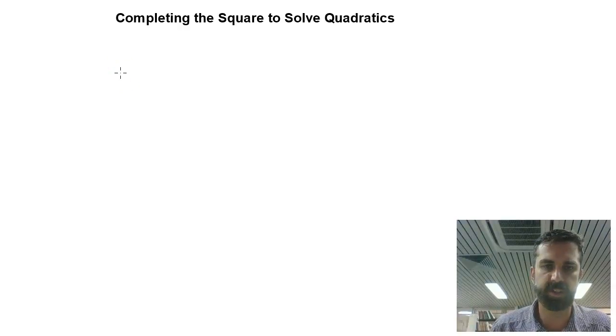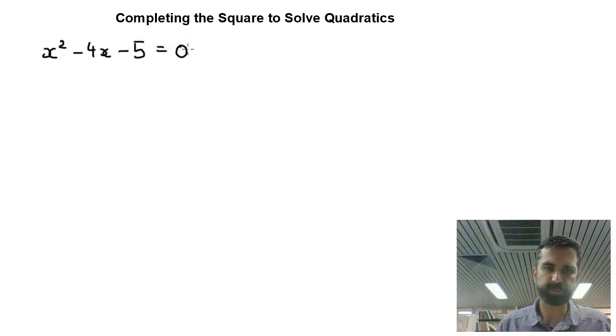Hi guys, this video is about completing the square in order to solve quadratics. Just to give you a bit of context as to why that's useful, let's think about what we have been doing with factorization. So let's say we've got something like x squared minus 4x minus 5 equals 0. What we've done is we've done some factorization where we say, okay, what are the factors of negative 5 that add together to give us negative 4.